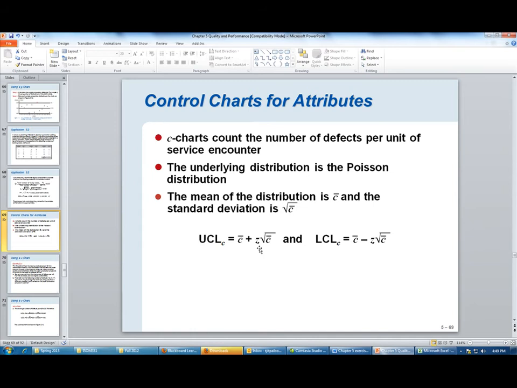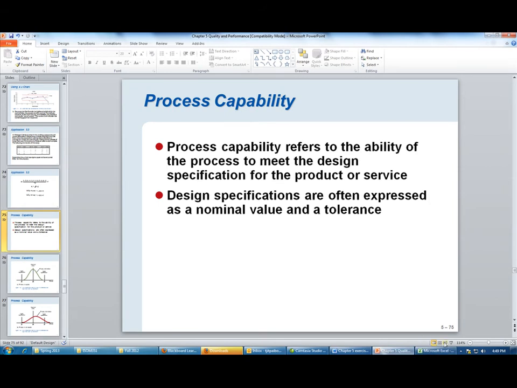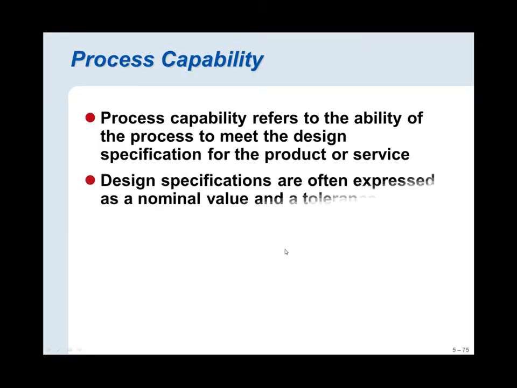Next stage is also one tool that Six Sigma can provide in addition to a control chart. We call this process capability. Process capability refers to the ability of a process to meet the desired specification for the product and service. Desired specifications are often expressed as a nominal value and a tolerance.